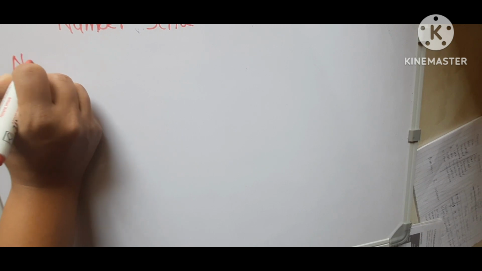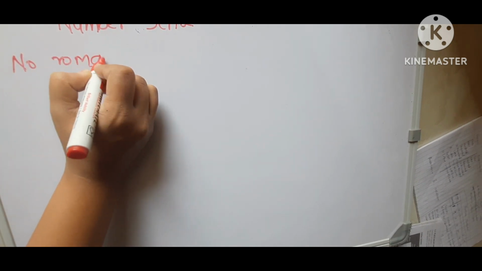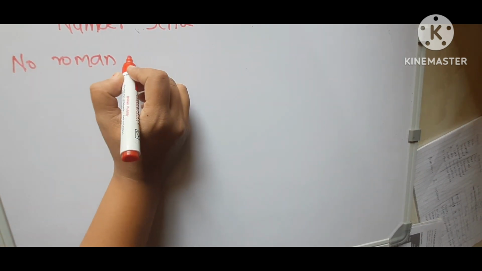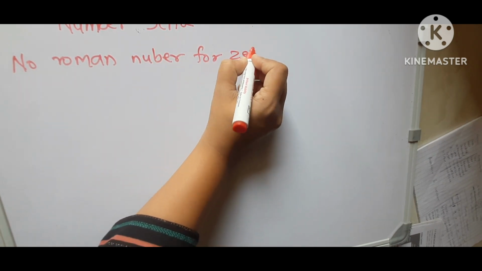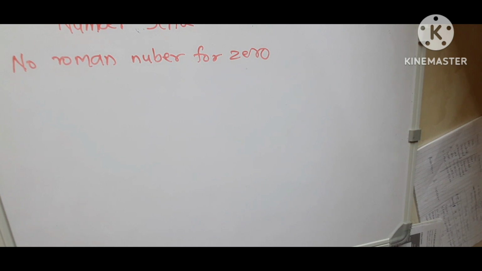Now, there are also a few points which you should remember about Roman numbers. Sometimes they ask it in true or false. That is, there is no Roman number for 0. We can't indicate 0 in Roman numbers. There is no Roman number for 0. You should always remember this.